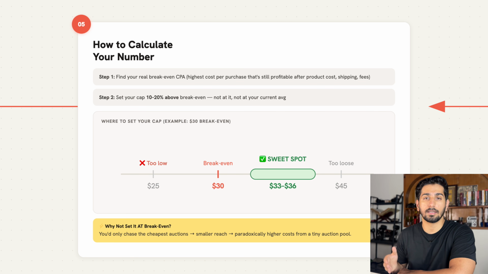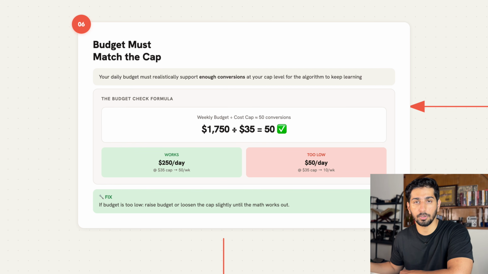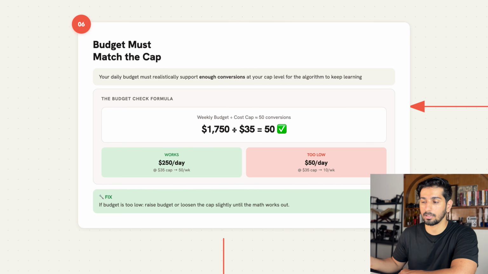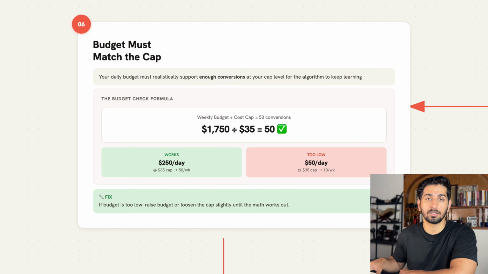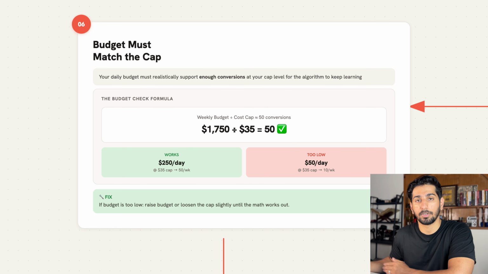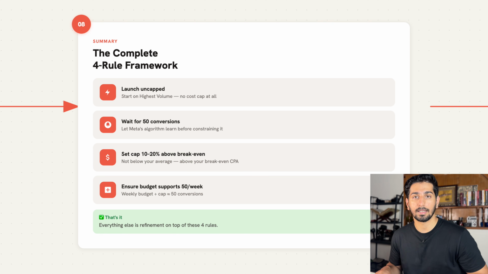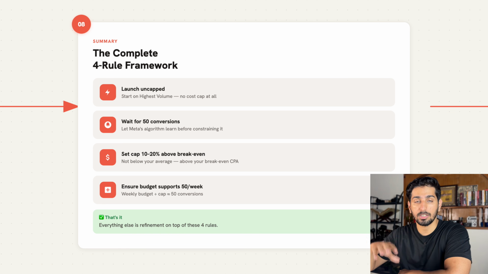Once you know what your cost cap is, the next thing to understand is that your budget should match your cap. What I basically mean by this is you need to have a realistic budget to support the conversions at the cost cap that you've set. A simple check is if your weekly budget divided by your cap should land you somewhere about 50 conversions in a week. If that number doesn't add up, that means your budget is too low or your cost cap is set too loose. So either increase your budget or fix your cost cap. But make sure your budget in a week divided by your cost cap should lead you to at least 50 conversions in that week. If that is not the case, there's a problem with the budget that you're spending in that campaign. And once you understand these things, trust me, you're on the right way to set cost caps and have profitable results with your cost caps.